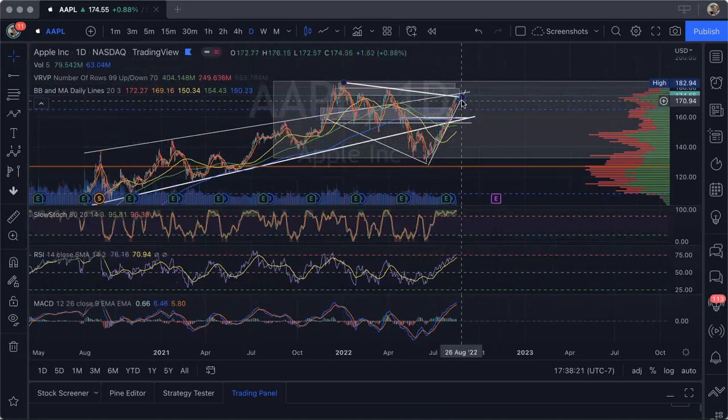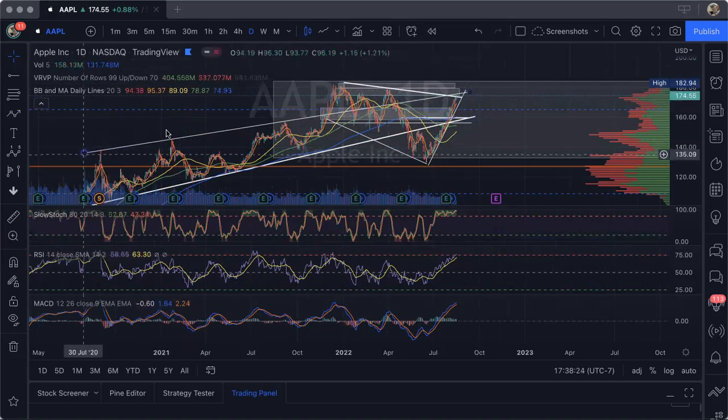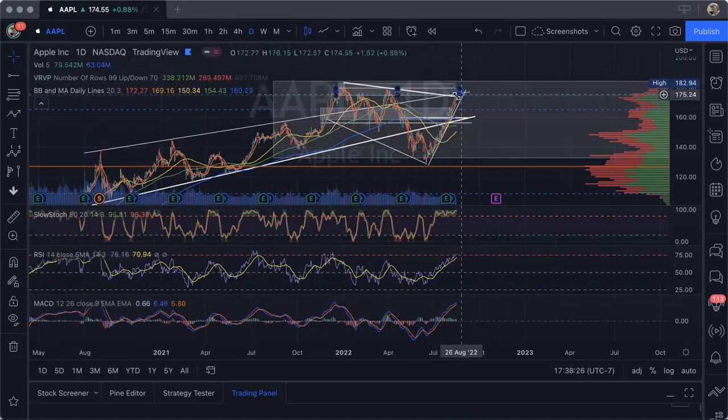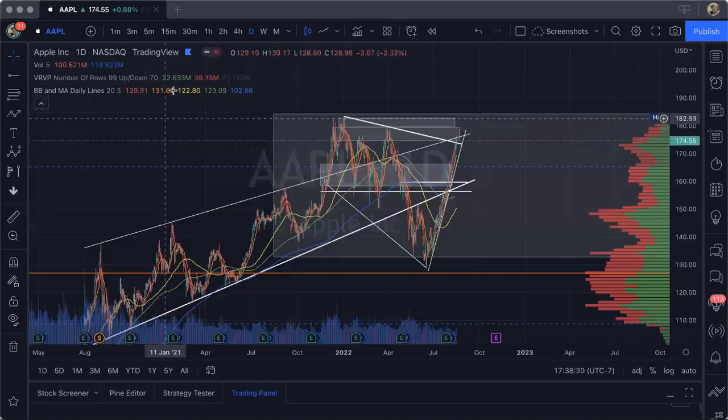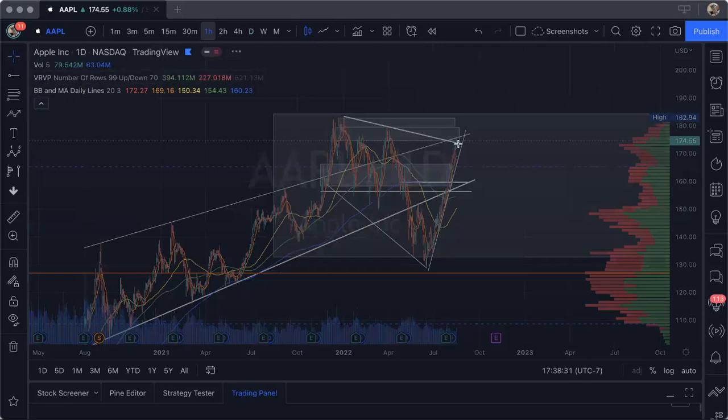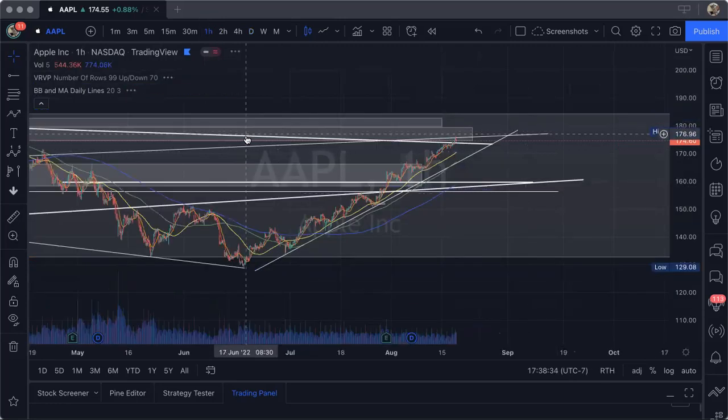So we're at the top of this channel and also the top of this channel. We've bounced off of both of those. All right, let me show you what I mean in terms of those two bounces. So you got this, let me color code it.